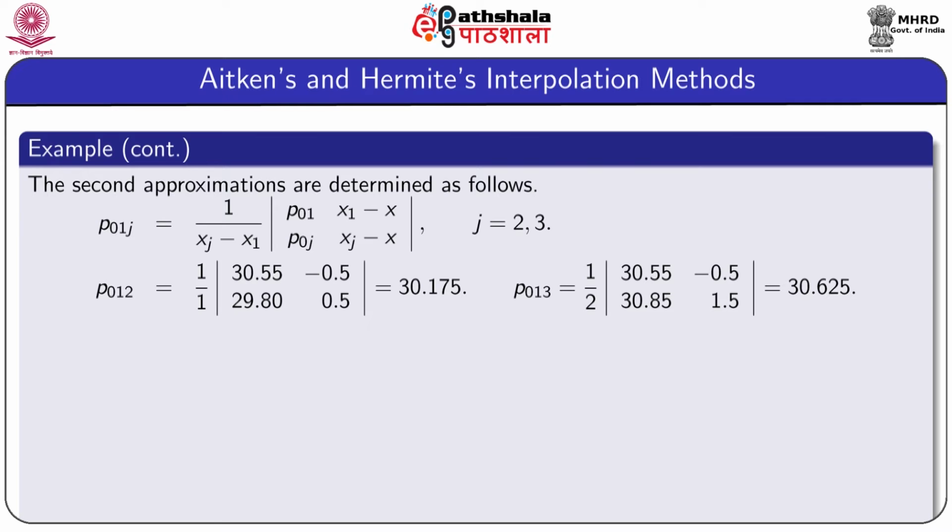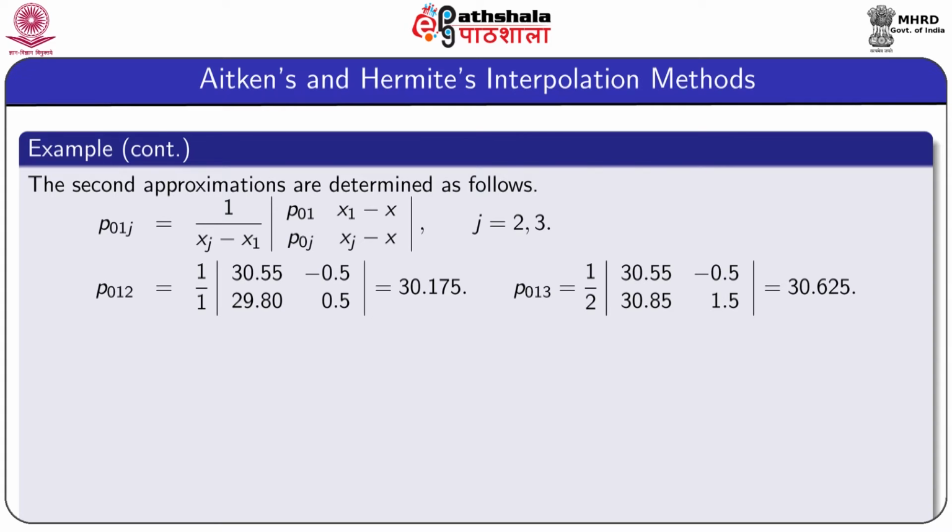For j equal to 2, the value of p 0 1 2 equals 1 by 1, here x 2 minus x 1 is 1, and note that the first column of this determinant is 30.55 and 29.80. These values are obtained in the first stage, and the second column represents the value of x 1 minus x, which is minus 0.5, and the second value is 0.5, which is the value of x 2 minus x. So, after simplification, the value of p 0 1 2 equals 30.175.